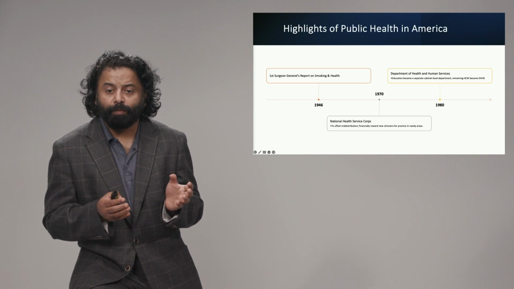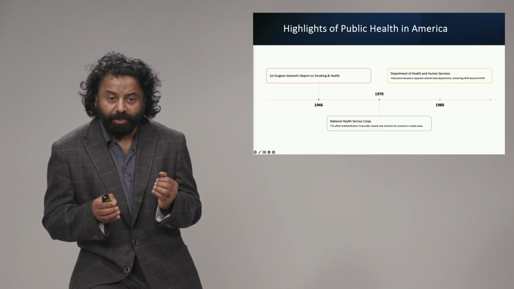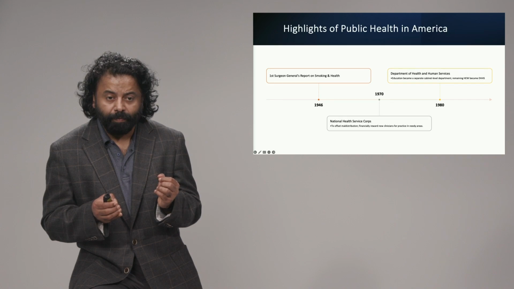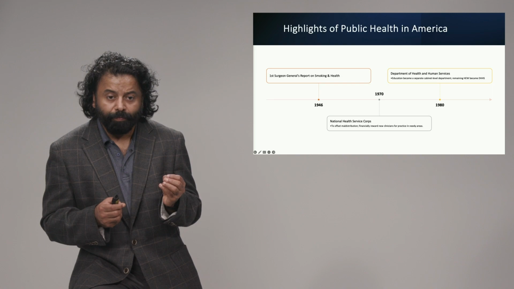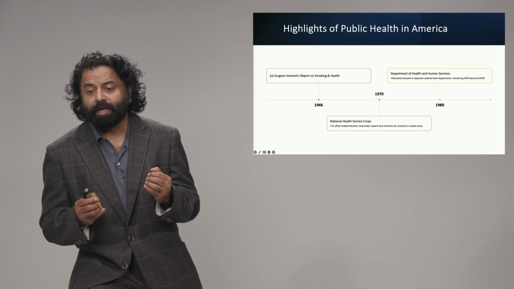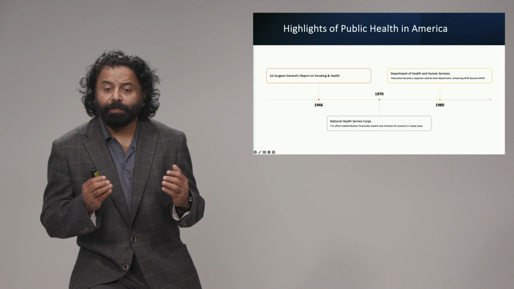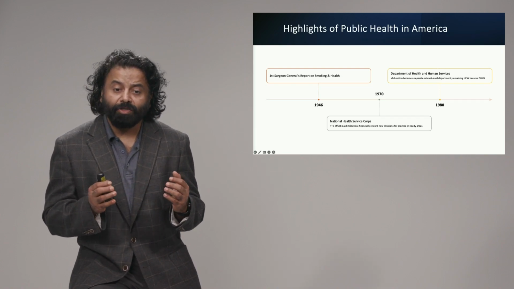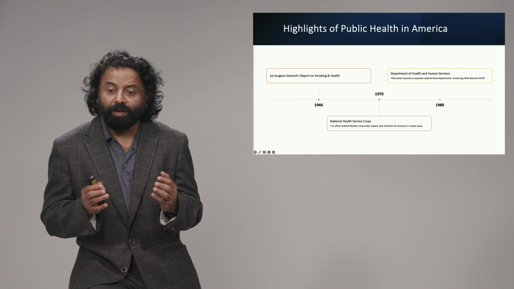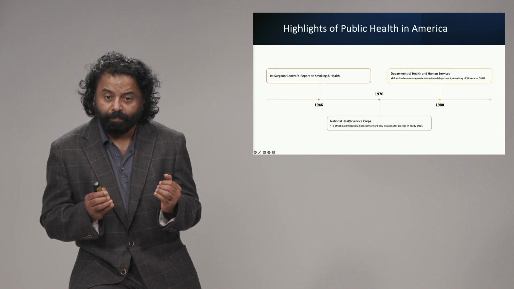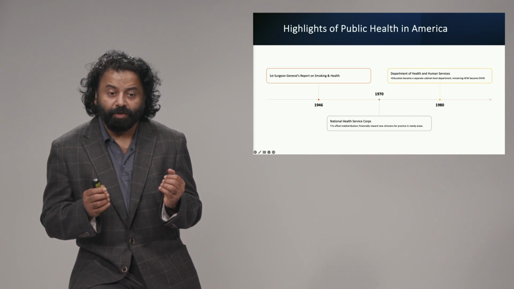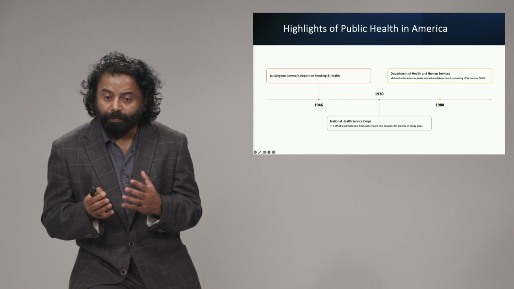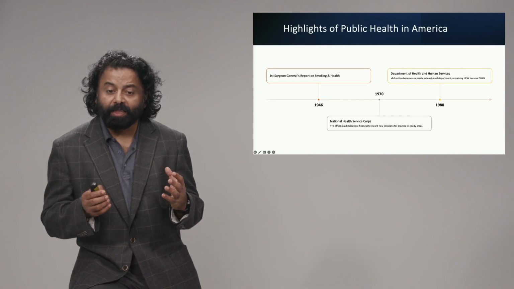In 1964, the first Surgeon General's report on smoking and health was published. In 1970, the National Health Service Corps was formed. Congress and the President established it to offset the maldistribution of providers by financially rewarding prospective clinicians for their willingness to practice in needy areas. And in 1980, the Department of Health and Human Services was formed. After education was separated into its own cabinet-level department, HEW became the Department of Health and Human Services.